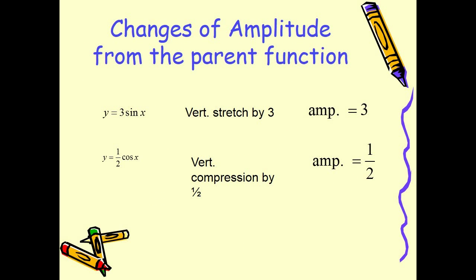This is practice to see how amplitude changes the parent function. When A is 3, the graph is stretched vertically by 3, and the amplitude is equal to 3. When A is 1/2, the graph is vertically compressed by 1/2, and the amplitude is equal to 1/2.